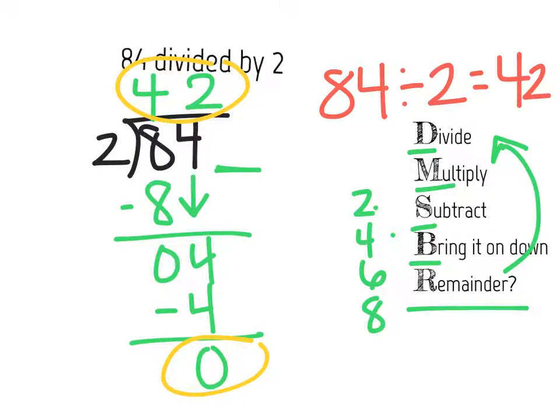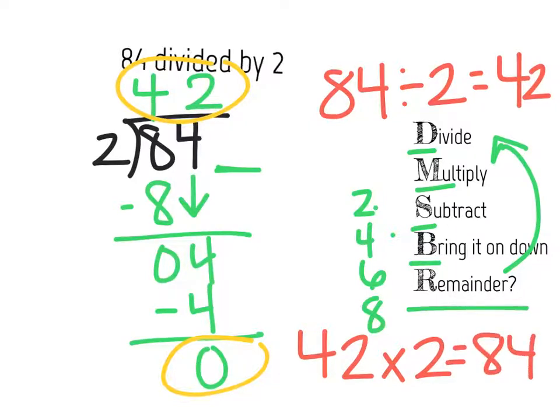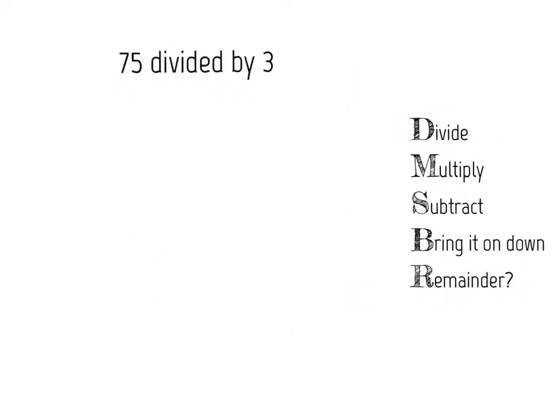Okay, if I wanted to check that, I could use multiplication, right? And just switch this around. I could say 42 times 2 equals 84. Because we know that division is the opposite of multiplication and vice versa. Okay. All right, let's go to the next one.